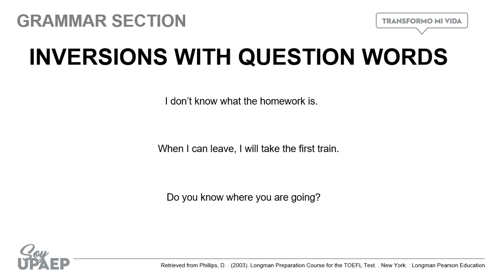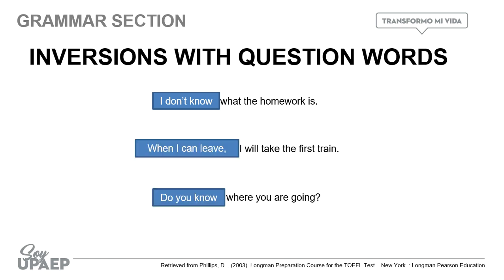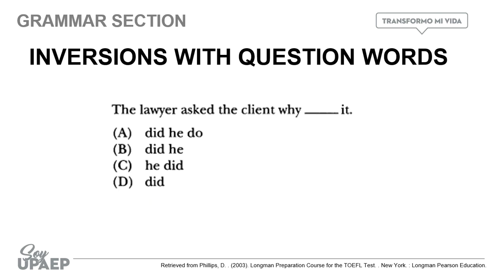Like, for example, in number 1, I don't know. Or in number 2, when I can leave. Or in number 3, do you know? Okay, in that situation, you don't need inversion, okay? So you have the introductory clause, right? And then you don't need an inversion, okay? So let's answer this exercise.